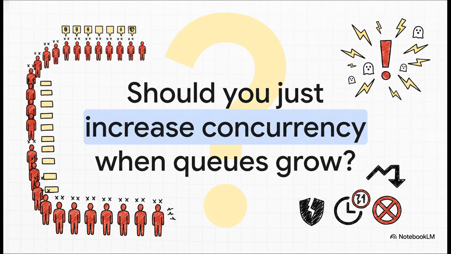Now, here's a question I hear all the time. Should you just increase concurrency when the queue starts growing? It's a super common reflex to just throw more workers at the problem, right? But listen, this can actually make things so much worse. If your real bottleneck is poor proxy quality, strict platform rate limits, or bad retry logic, jacking up the concurrency is just going to generate more 429 too many requests errors even faster. You've got to diagnose that root cause first.